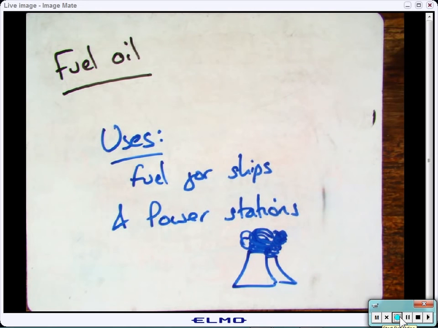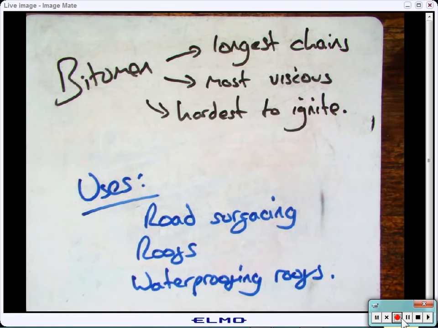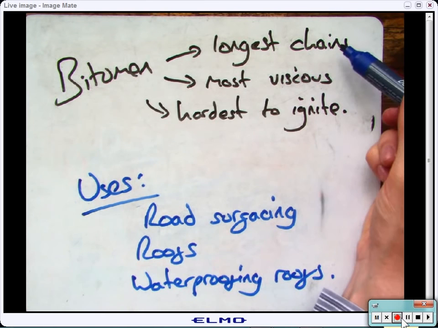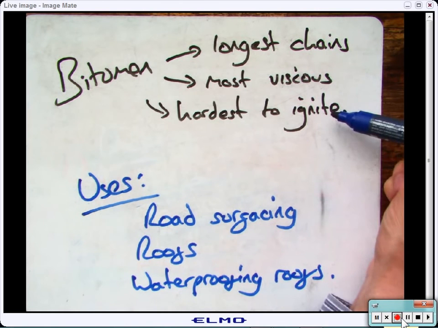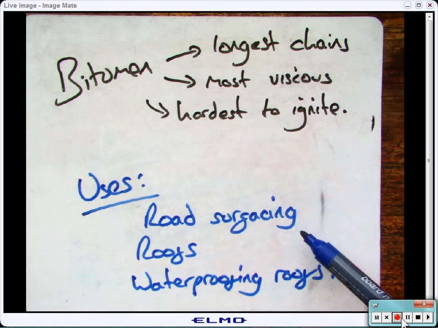Be very careful here. In a lot of exams I've seen people put fuel oil is used for cars. Just because it's got the word fuel in it doesn't mean that it's used for that. It's used for ships and power stations. And then bitumen, which is the longest chains, the most viscous and the hardest to ignite, is used in your road surfacing and on your roofs to waterproof them. And that should be everything you need to know about this.